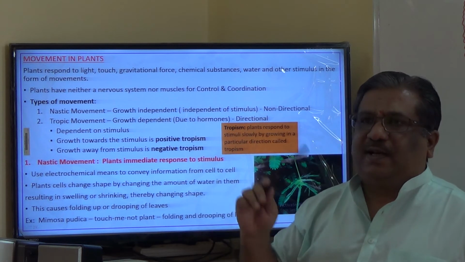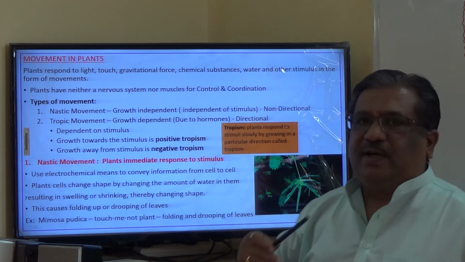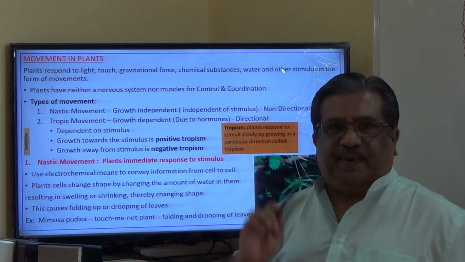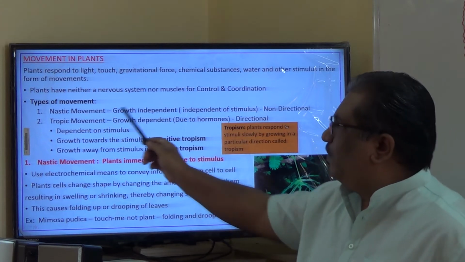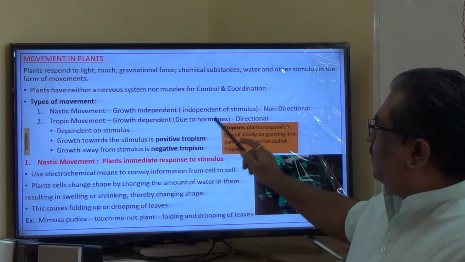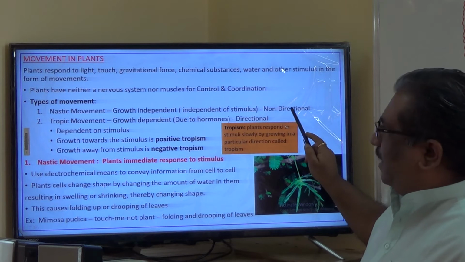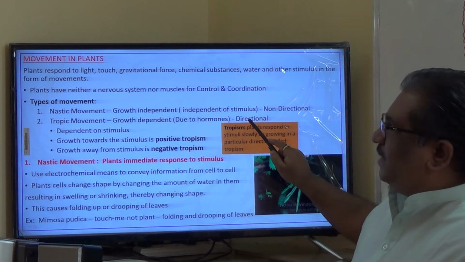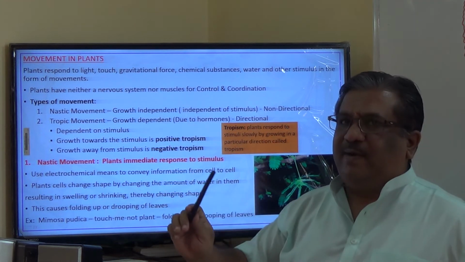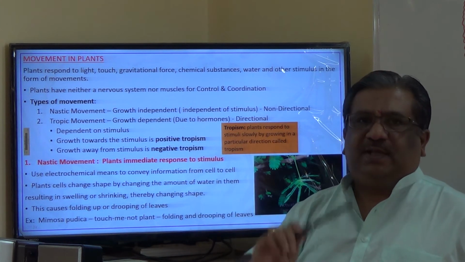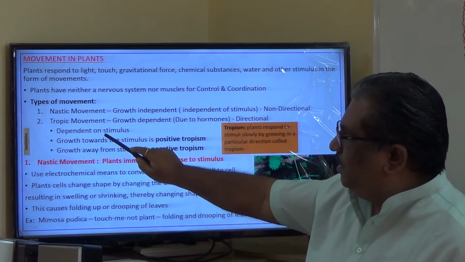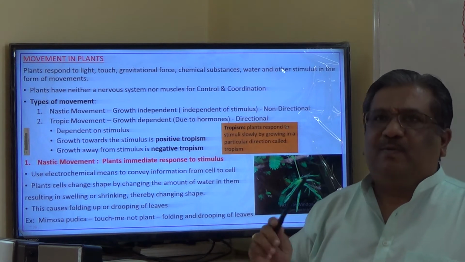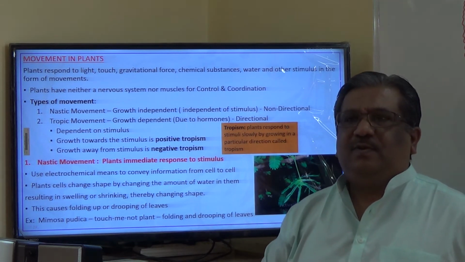Okay, tropic movements are due to plant hormones. So we are going to study the tropic movements first, and what are the plant hormones that are responsible for the tropic movements. Okay, fine. So nastic movement is defined like this: it is growth independent of the stimulus and non-directional, whereas tropic movements are growth dependent due to hormones, and those are directional. So direction can be towards the stimulus or away from the stimulus. And before we look into these 3 points, what is tropism? Tropism refers to movement of the plants in response to the stimulus.